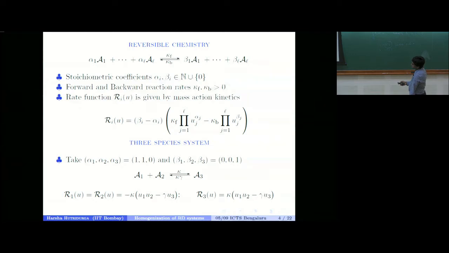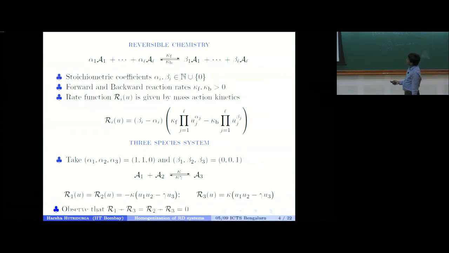Now by law of mass action, what are these rate functions? The 2 rate functions for the first and second species are the same because there's no difference between them in terms of the reaction. This is the rate function for both of them. And the third rate function is this one. I just want you to use this formula, substitute what alpha i's are, and just write them down.